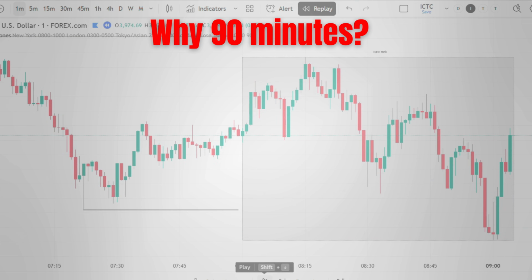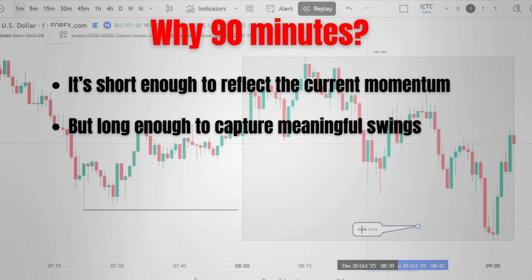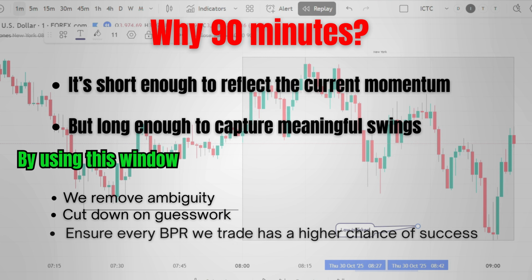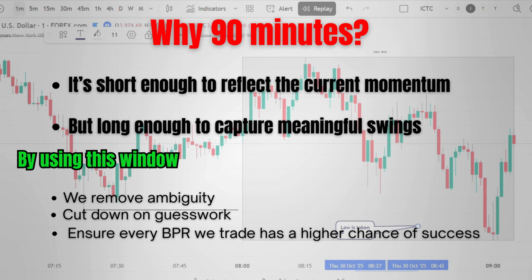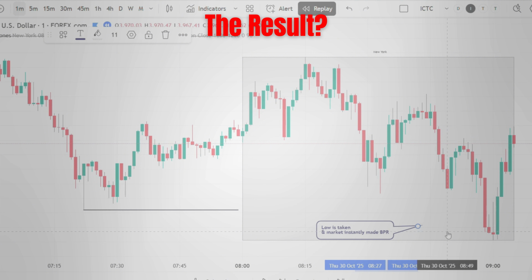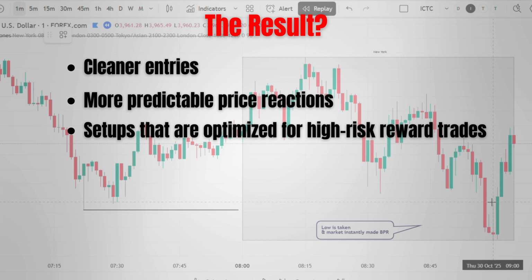Why 90 minutes? It's short enough to reflect the current momentum, but long enough to capture meaningful swings. By using this window, we remove ambiguity, cut down on guesswork, and ensure every BPR we trade has a higher chance of success. Think of it like drawing a perfectly sized target instead of a giant, vague bullseye. Now you know exactly where to aim. The result? Cleaner entries, more predictable price reactions, and setups that are optimized for high-risk reward trades.